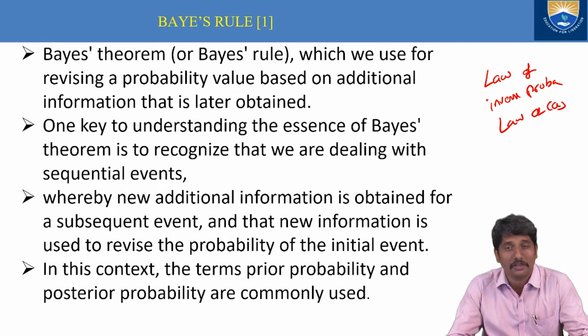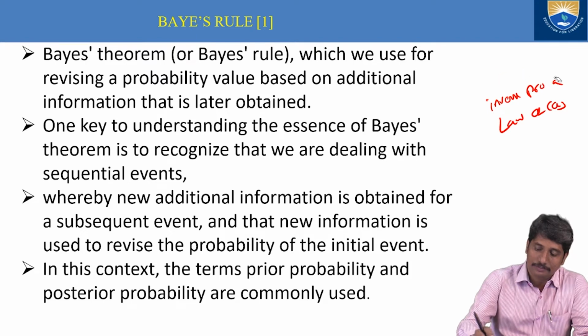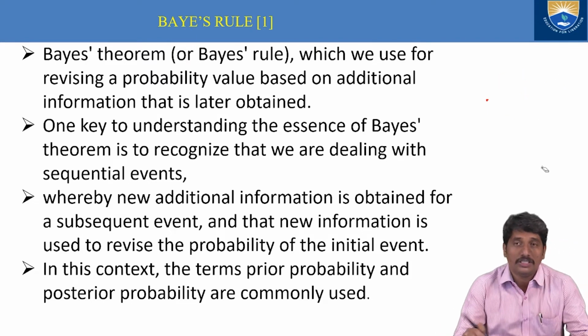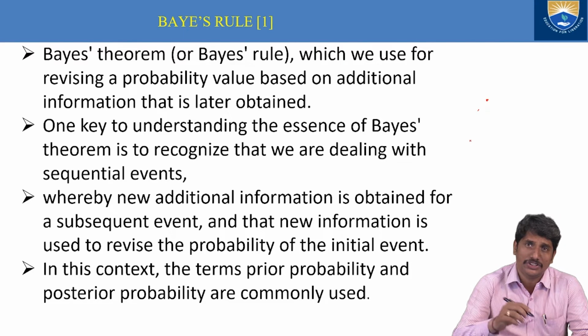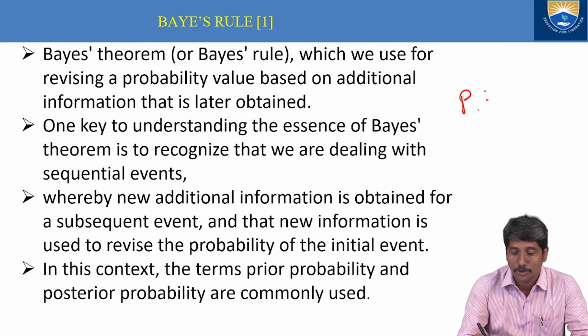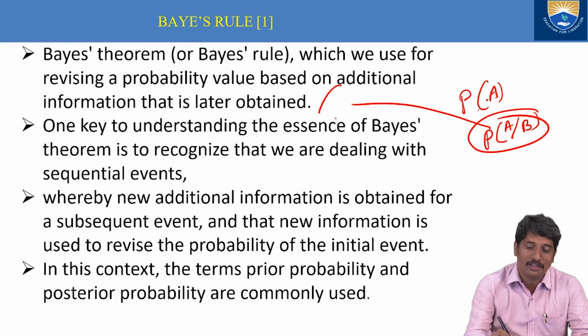So many names are there for Bayes' law, with its practical applications. Here he is telling that Bayes' law is nothing but a calculator of conditional probability, based on additional information that is later obtained. That means you already know the chances of happening of A, but suddenly you came to know some additional information, say B, then you want to calculate A given B. That is what Bayes' law is.